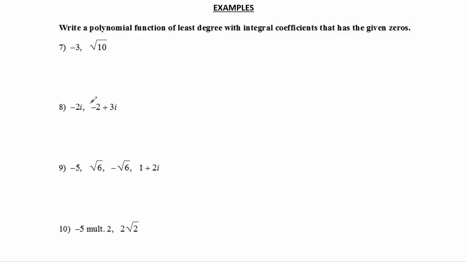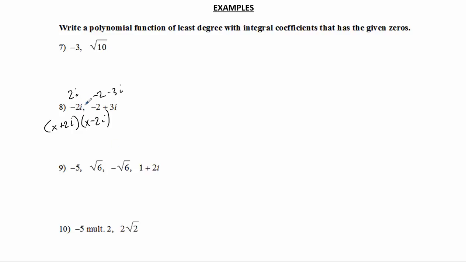But remember from the irrational and imaginary root theorems that I have the opposites as well. So this is negative 2i, so the opposite is 2i. This is negative 2 plus 3i, so the opposite is negative 2 minus 3i. Okay, so now I have 4 roots, not 2 anymore. Now let's put them in parentheses. X plus 2i, x minus 2i.